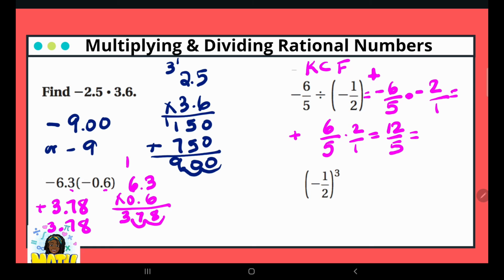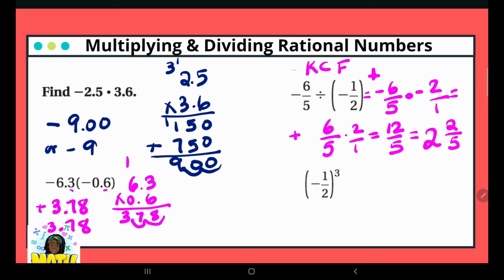Now, in order to convert, I have to divide. So I say 5 goes into 12 2 times. 5 times 2 is 10. So that means there's going to be 2 left over because 12 minus 10 is 2. So my final answer here is a positive 2 2/5. Okay, this is a 5. All right, let's get rid of that and write it better. There we go.